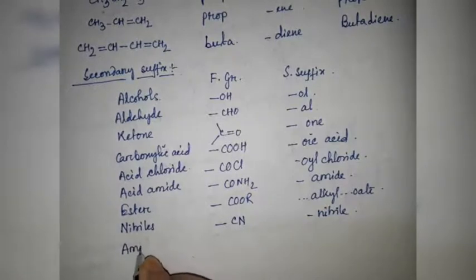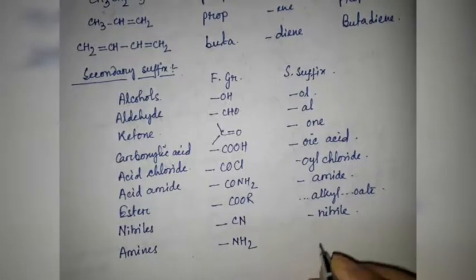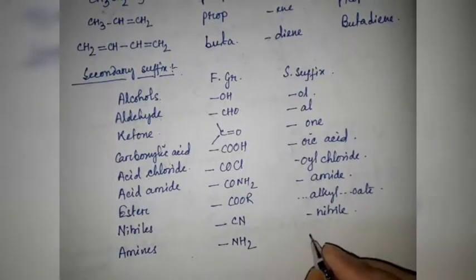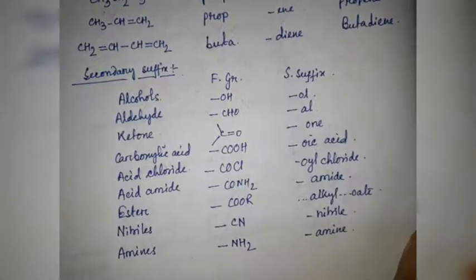In case of amines, this group is NH2 and the secondary suffix is amine. Okay. Now with the help of these examples we will learn how to write the IUPAC names correctly. Suppose we have CH3CH2OH. This is our compound and we have to write the IUPAC name.